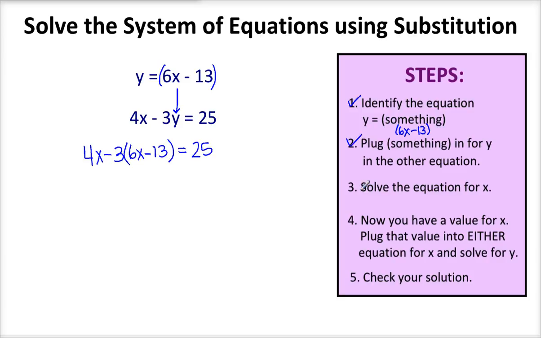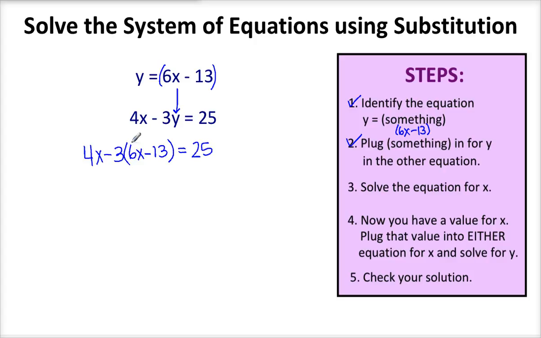Step number 3, solve the equation for x. So you'll notice now we went from an equation 4x minus 3y equals 25. This equation has x and y in it. But after I substituted, I just have an equation with just x in it. So this is an equation that I can solve, and you guys should be getting pretty good at solving equations by now. So let's solve this equation.